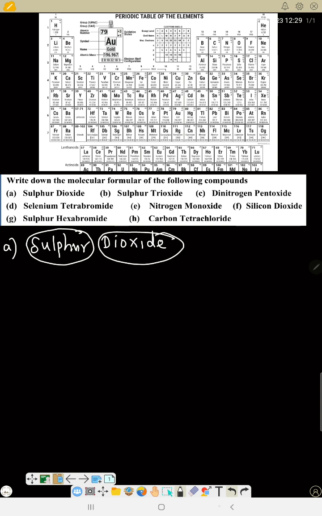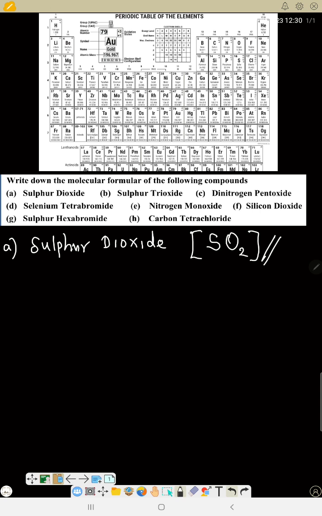Sulfur dioxide. We will not say monosulfur. We can't start with mono. Mono means 1, but you can't start with mono, but you can end with mono. So 1 sulfur, 1 oxygen. So sulfur dioxide is simply 1 sulfur, dioxide, 2 oxygen. So that is SO2. You see, this one does not need crisscross.